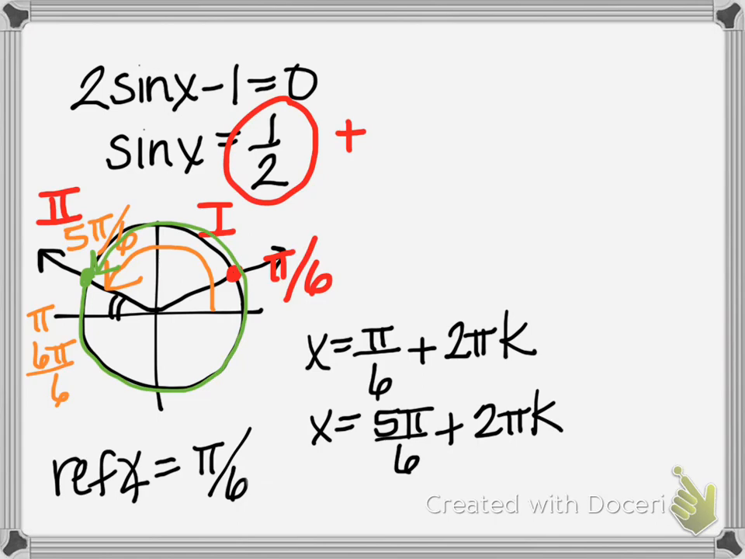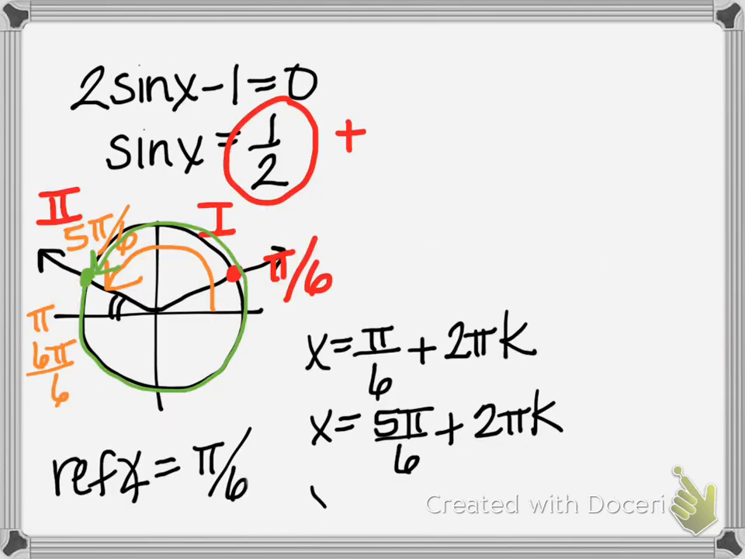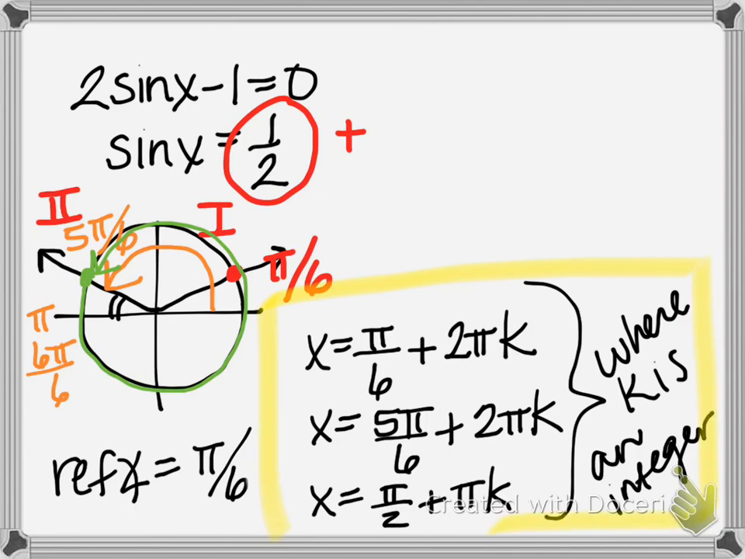And then I will go back and grab my solutions from before. That was pi halves plus pi k. And for all of these, we're saying k is an integer. So where k is an integer, this would give me my entire solution set. So we're looking at this being my solution, all solutions to the trig equation given.